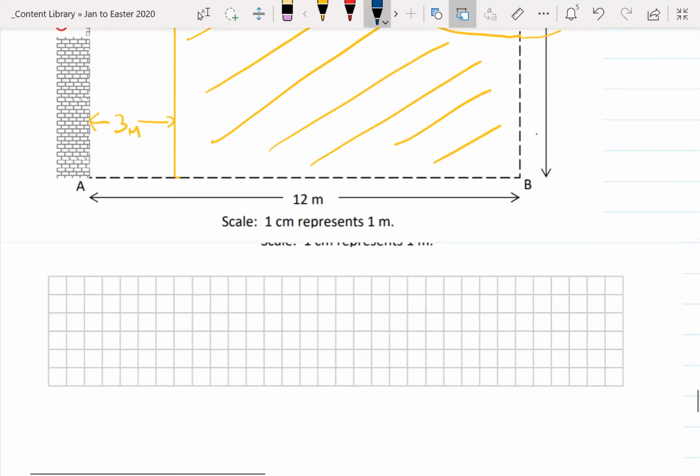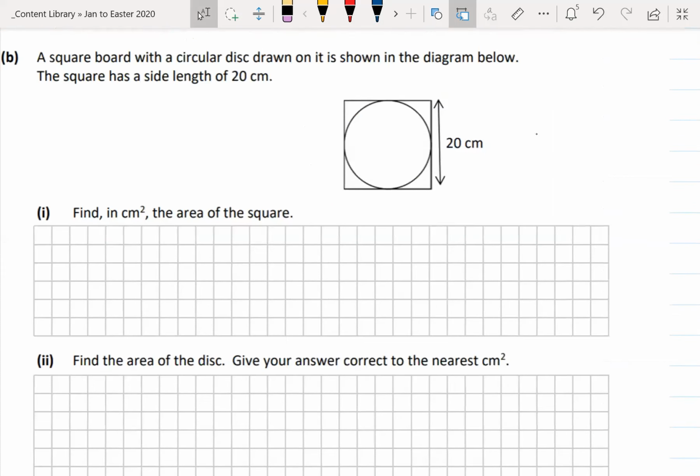Now, part B. A square board with a circular disc is shown on the diagram. The square has a side. Now listen, we've had this plenty before. I've often said to you, I don't even have to look at the questions to know what they're going to be asking here. At some stage, we'll need to get the area of the square, the area of the circle, and then subtract both. So the first bit is to get the area of the square. Area of a square is length multiplied by width. So it's 20 by 20, which is 400 centimeters squared.